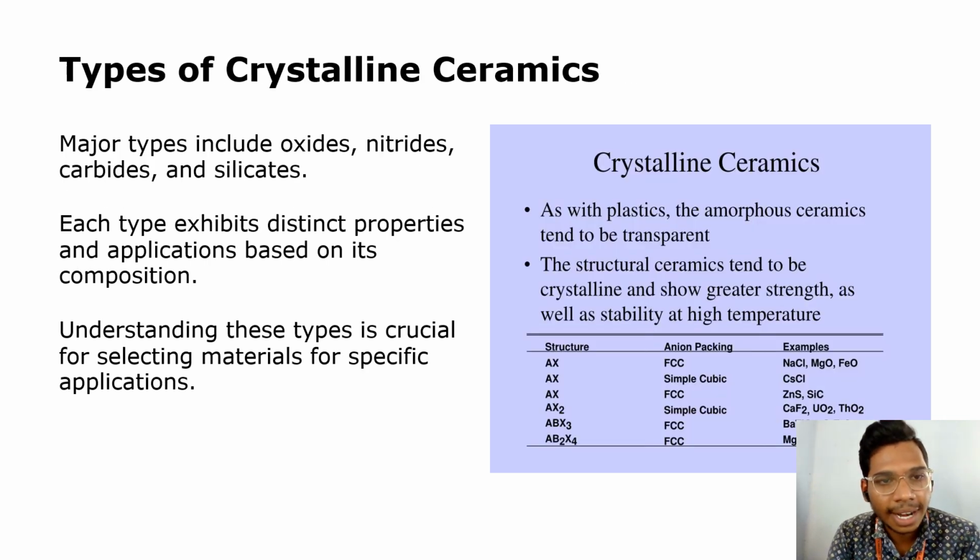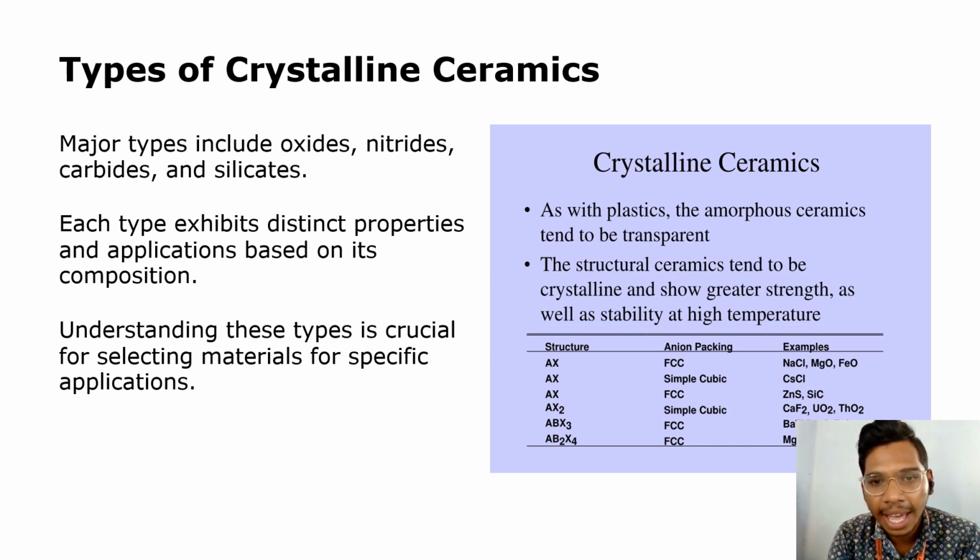Types of crystalline ceramics. Major types include oxides, nitrides, carbides, and silicates. Each type exhibits distinct properties and applications based on its composition. Understanding these types is crucial for selecting materials for specific applications.